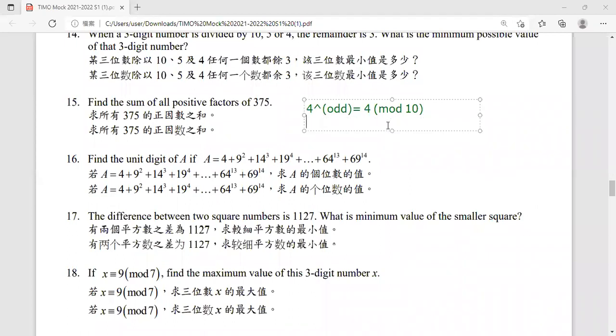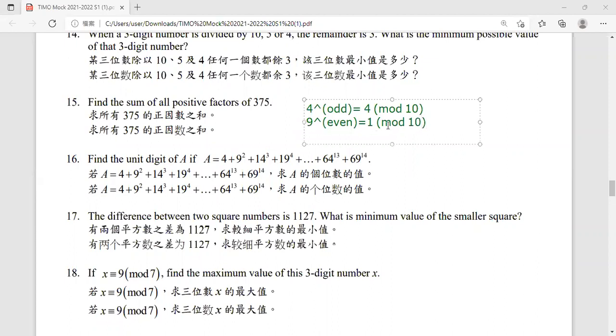Now the second number, 9. 9 to the power of even. You'll find all the 9s will have an even number power. So 9 times 9 is 81, and 81 times 9 is something like 729, ending with 9. So 9 to the power of even will be 1 more 10.